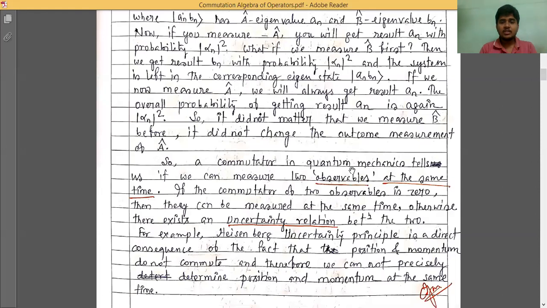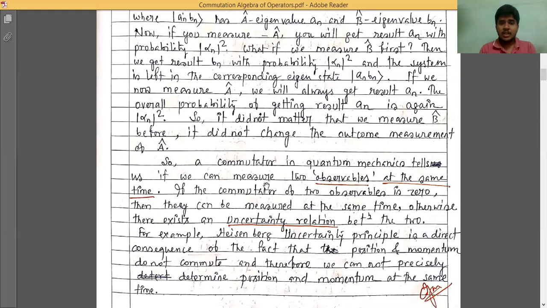So a commutator in quantum mechanics tells us if we can measure two observables at the same time. Here comes our uncertainty principle. That means in the uncertainty principle, we cannot measure precisely and simultaneously both the members of a physically canonically conjugate variable pair. And if we try to measure this, there will be some discontinuity or uncertainty given by the h-bar.